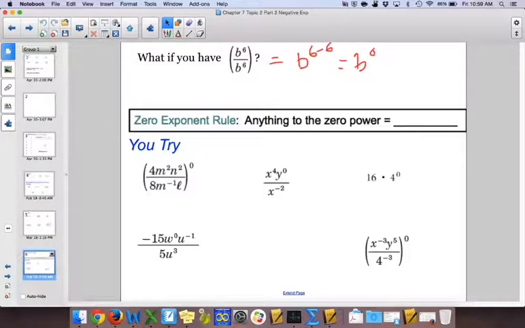Alright, so we know that that's like 6 b's on top, if I can draw them all, 6 on the bottom. And what's happening here is we're canceling out all these b's. It's b over b 6 times. So what we're left with is just 1. So what ends up happening is any time something is to the 0 power, it always will equal 1.